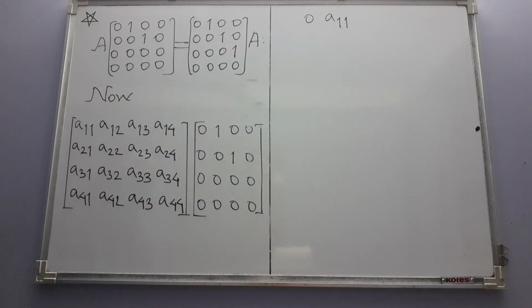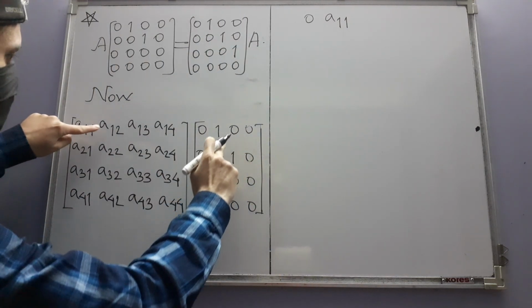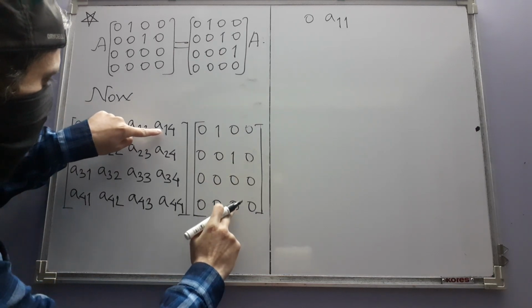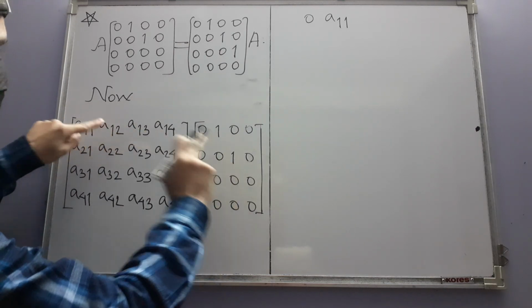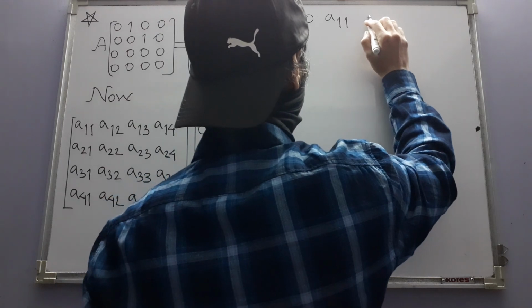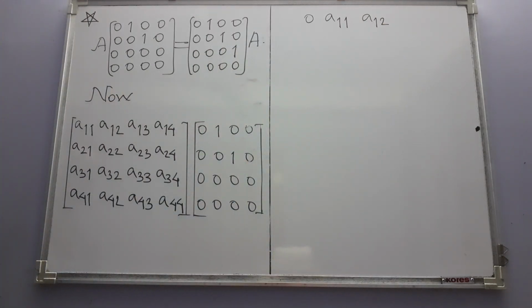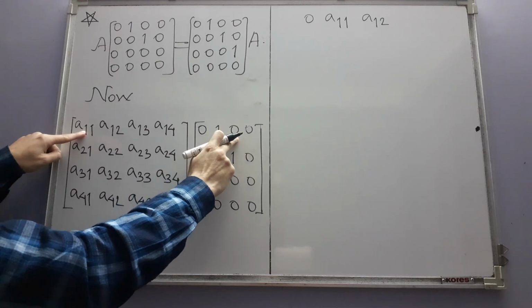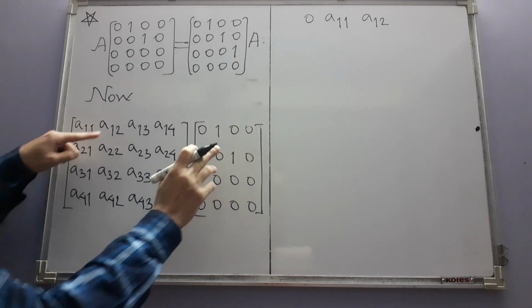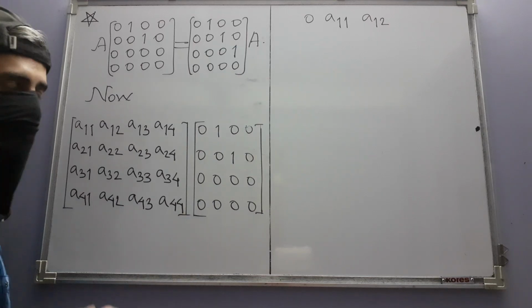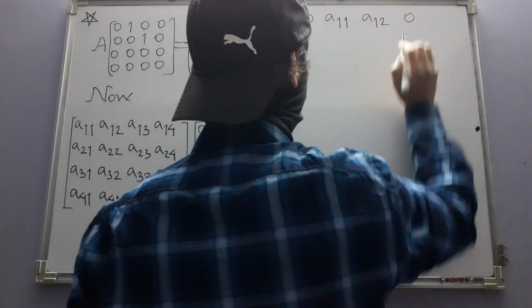Next, first row, third column. This times 0, plus 0 plus 0. So this is A12. See, this times 0, this times 1, so A12. Then first row times fourth column is entirely 0, so 0.